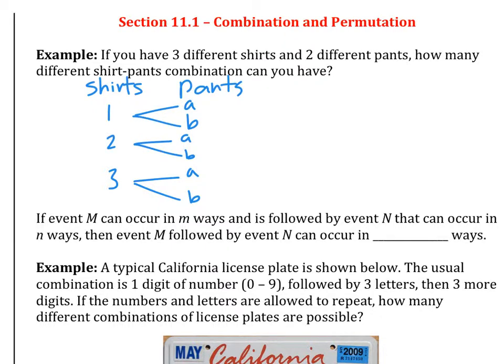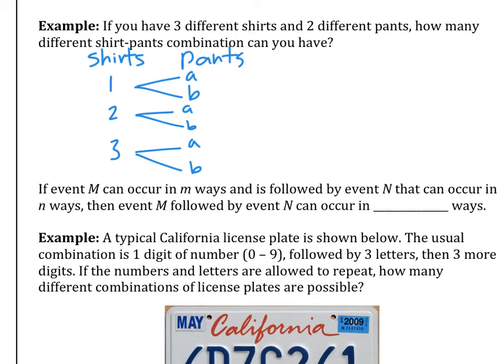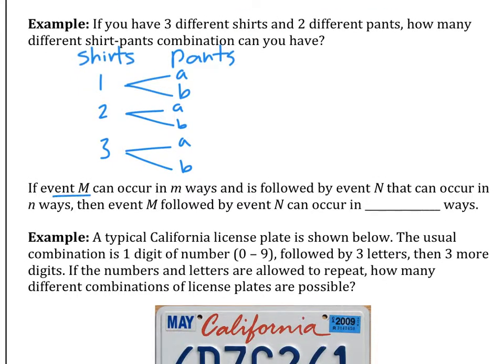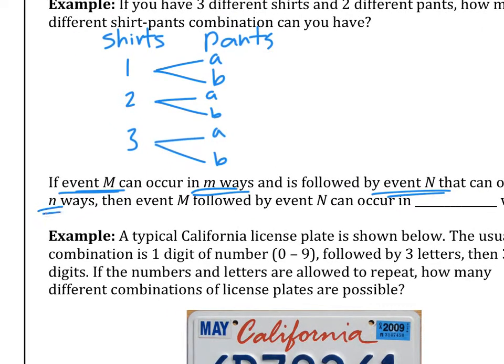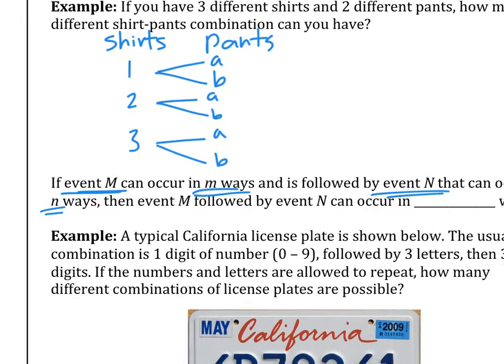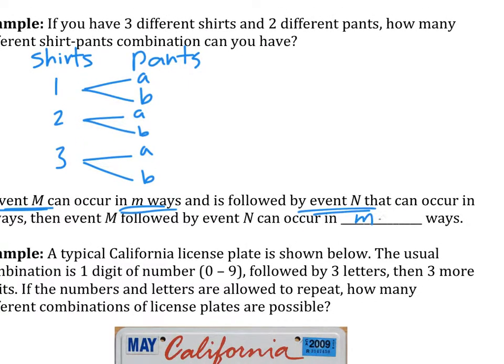Of course, you don't want to draw this tree diagram every single time. It's going to take you too long. So if event M, like picking a shirt, can happen in M number of ways, and then after that, you do event N, meaning picking a pair of pants, and that can happen in N number of ways, then doing M and then doing N can occur in M times N number of ways.